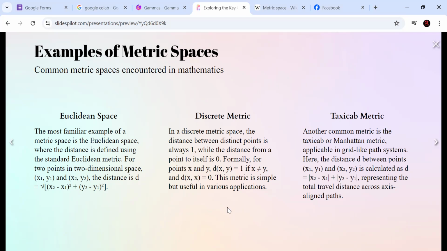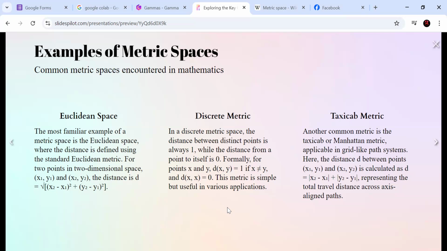In the discrete metric space, the distance between distinct points is always 1. Yani distinct point x is not equal to y is 1, while the distance from a point to itself is 0. It means that for any point, let's suppose x is equal to y goes to 0, जबकि x is not equal to y goes to 1.